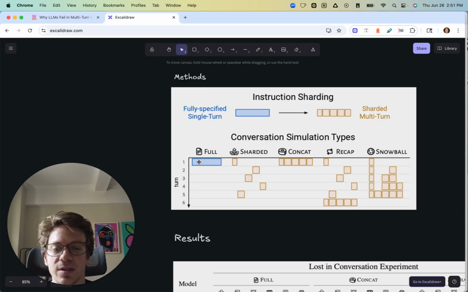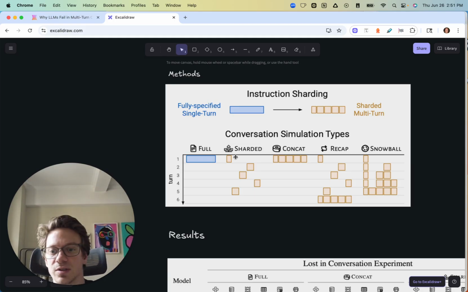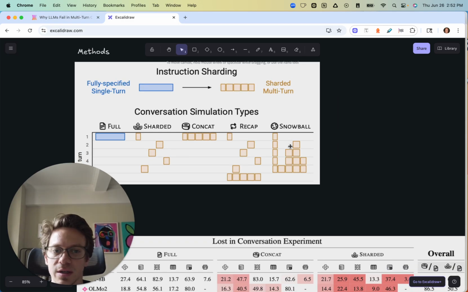In terms of the methods tested, so we have full, that's the normal prompt from the original benchmark. Sharded, which is when the model will be getting those shards from the conversation. Concatenated is basically taking those shards and just gluing them all together and sending that. So it's very similar to full, except that these shards have been rephrased. Recap is sharded plus one step at the end that adds all the shards together. So it's a little bit of a combination of these two. And then snowball is it will prepend the shards with every subsequent step as you continue to give the shards to the model.